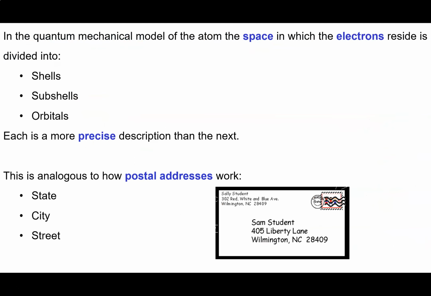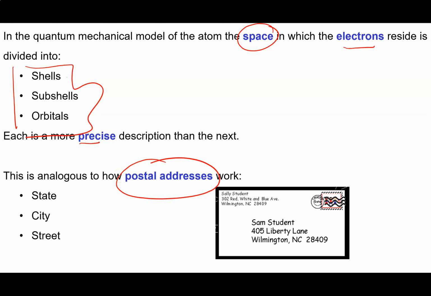So in this quantum mechanical model of the atom, the space where the electrons reside is divided into 3 different categories. And these categories are more precise than the next. So it's kind of similar to how postal addresses work. In the quantum mechanical model, we can describe the shell that an electron is in, the subshell an electron is in, and the orbital that the electron is in. And each is a more precise description than the next. This is similar, like I said, to how postal addresses work.